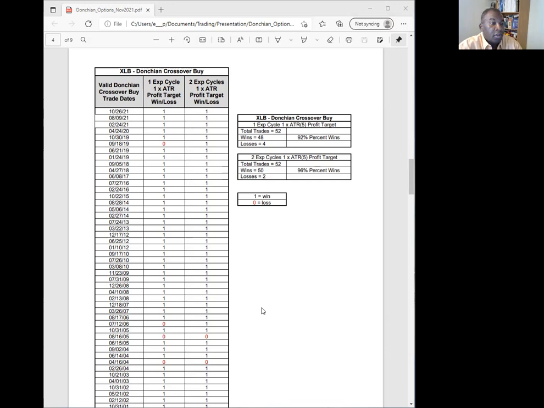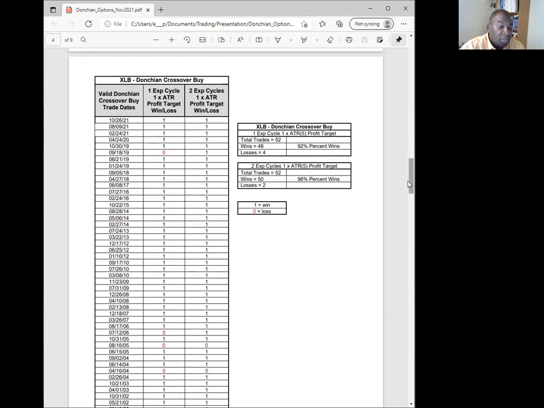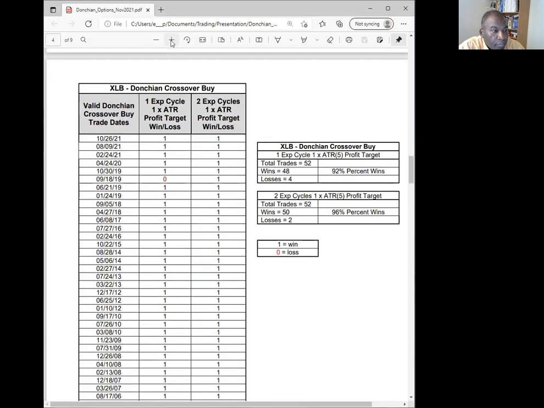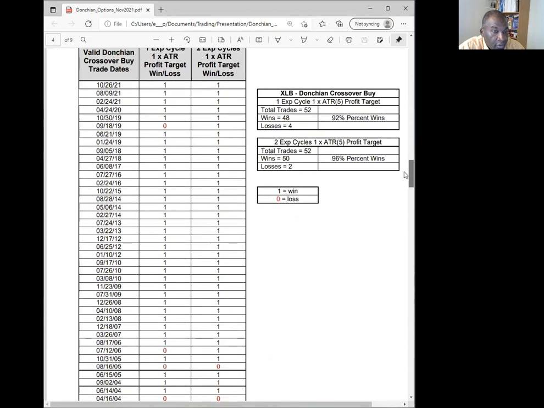All right, what you're seeing now is XLB. I listed all the dates that this trade setup has happened. So that's something to go back and take a look at. If you're setting up your own charts, then you can get a feel. You can verify you have the charts right by looking at the dates.